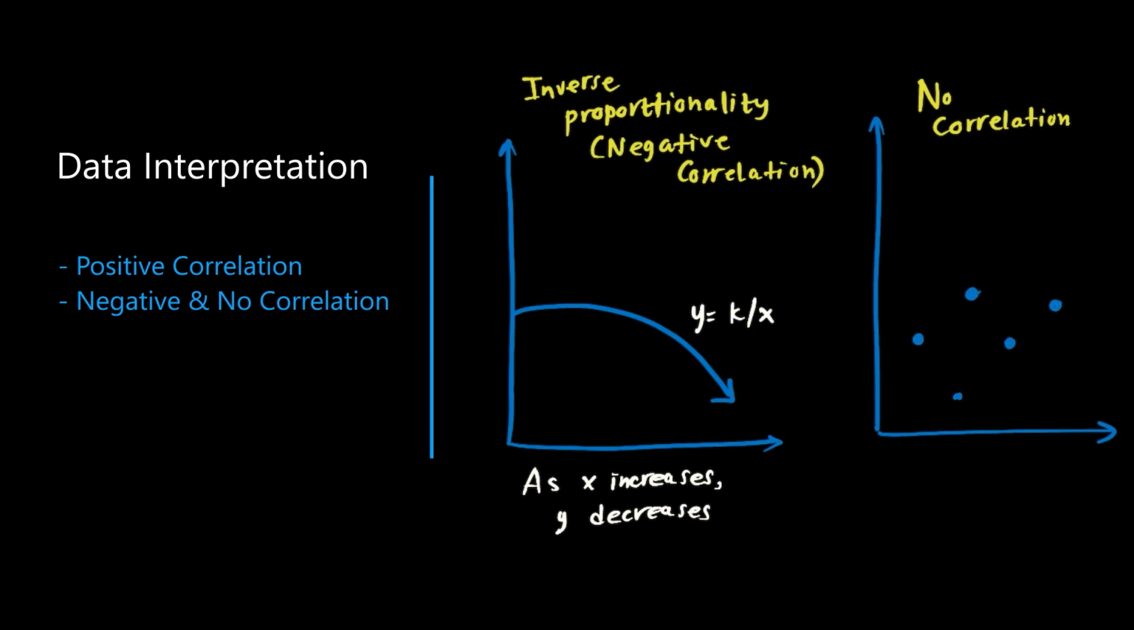Sometimes, of course, there is no relationship at all. This is called no correlation. The data points on a scatter plot will look randomly scattered with no discernible trend. For example, there is no correlation between the amount of sugar a person eats and their intelligence.